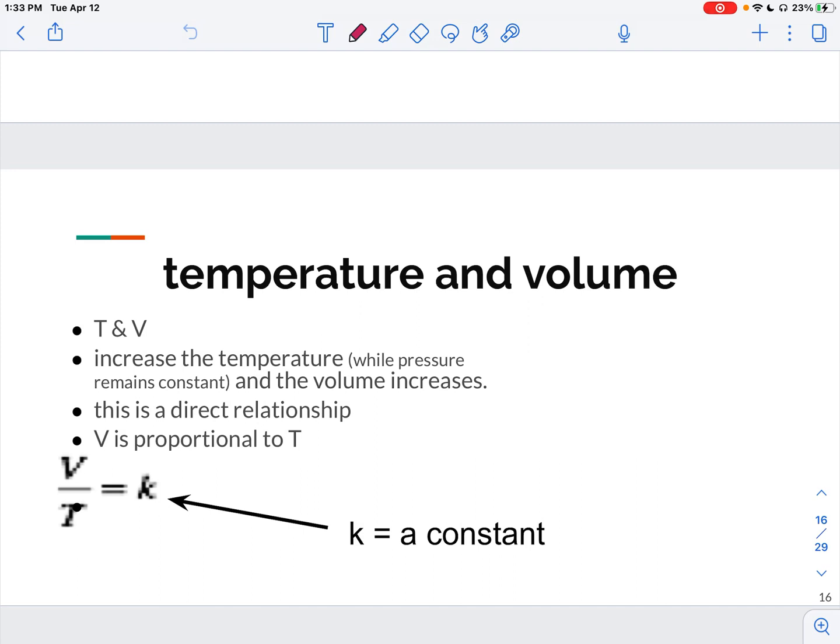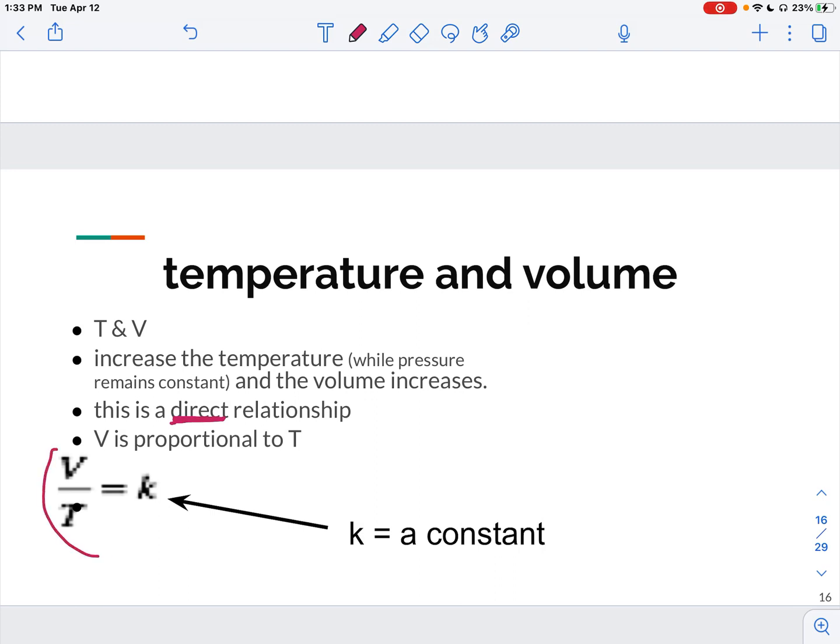That is what we call a direct relationship. It means that when one thing happens, the other variable does the same thing. So if volume doubles, then temperature doubles. If volume halves, then temperature halves, okay? They have the exact same relationship.